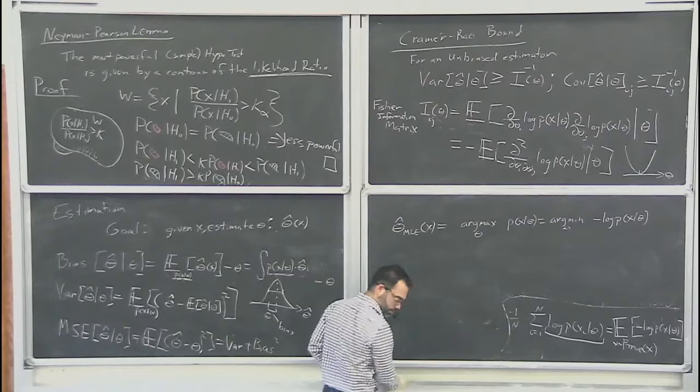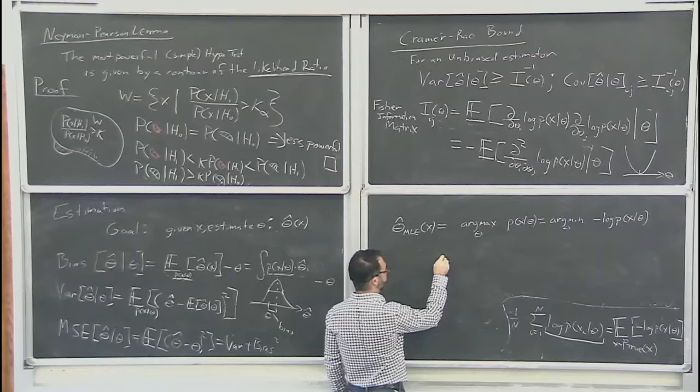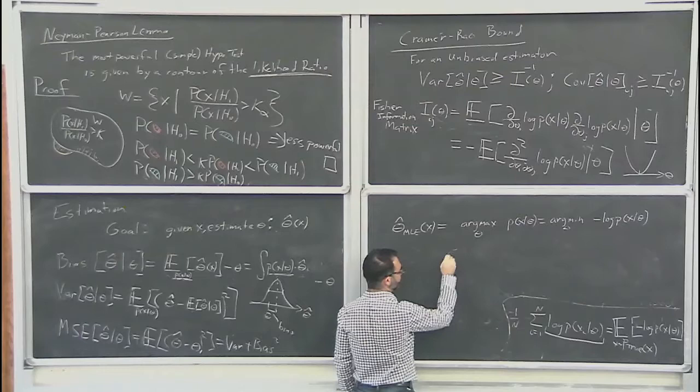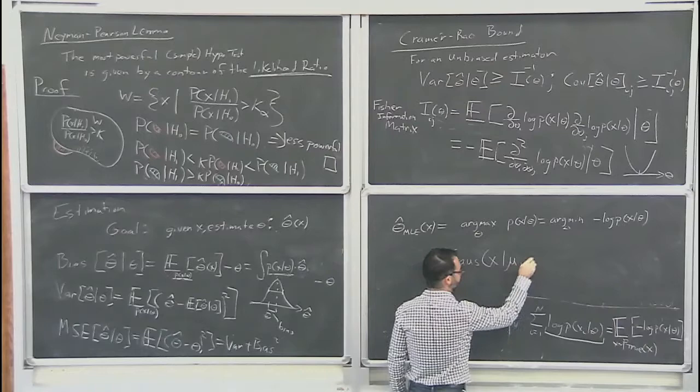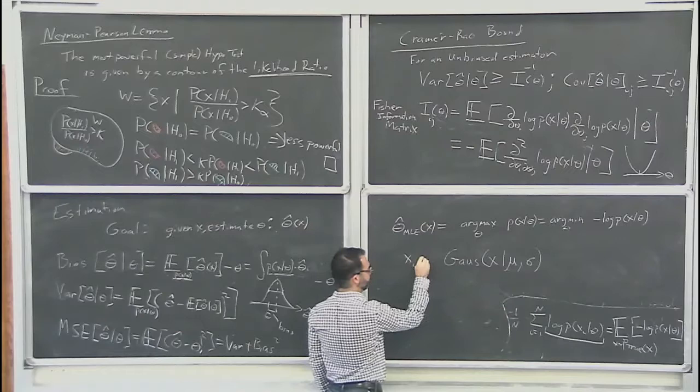Let's just consider a super simple example. If you had a Gaussian distribution, or a normal distribution, I'll write it as Gaussian of X given some mean and some standard deviation. I assume you all know the equation for a distribution, and then I have a bunch of data that's sampled according to this Gaussian.